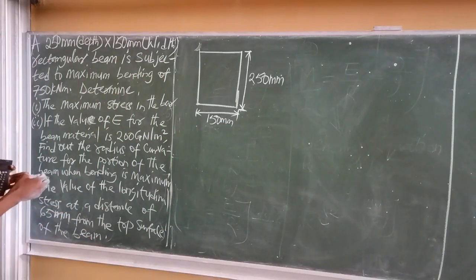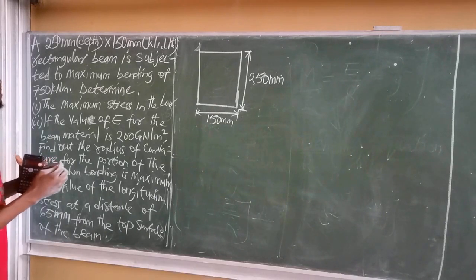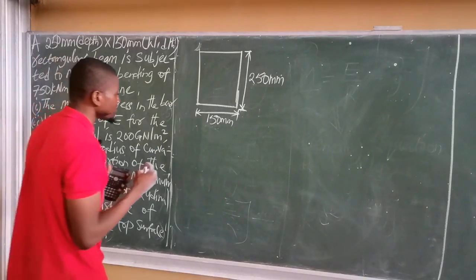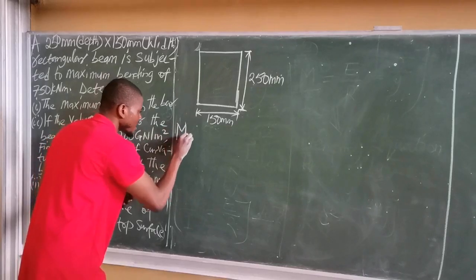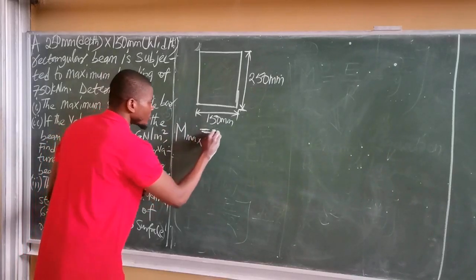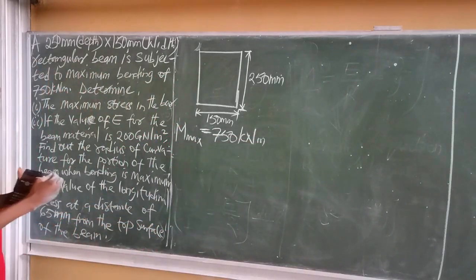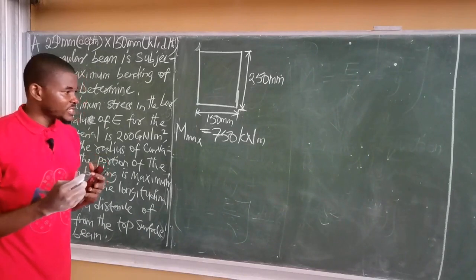Now the question says we were given that bending is maximum. So we are given that the beam is subjected to maximum bending of 750 kilonewtons meter, which means maximum bending moment, M max, is simply 750 kilonewtons meter. It was given to us already. So we are asked to find the maximum stress in the beam.